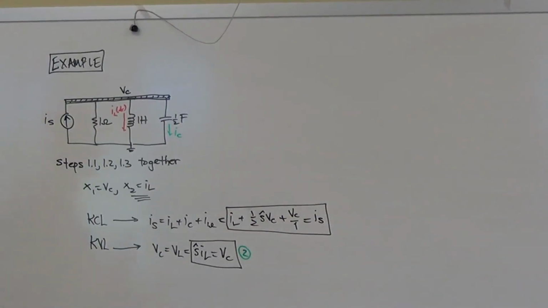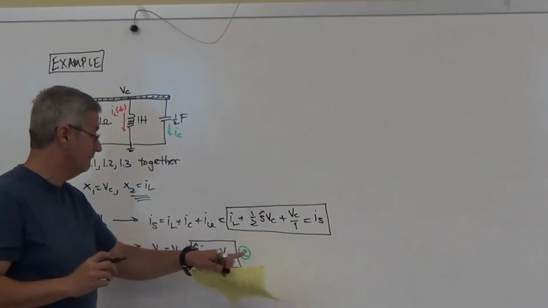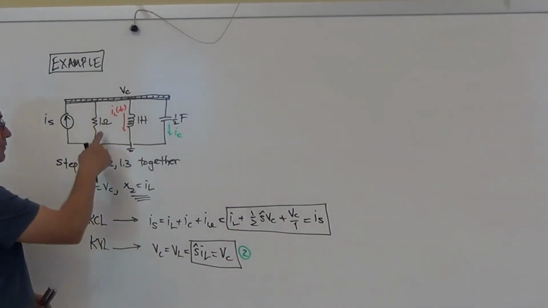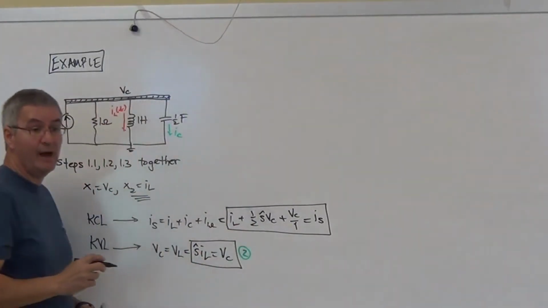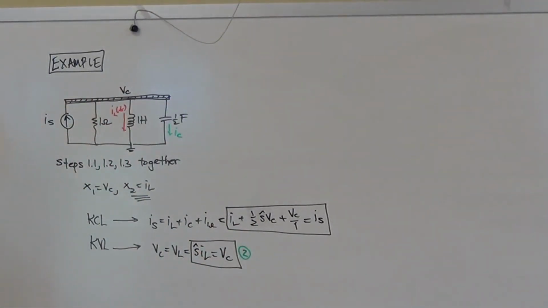Yes? For your KCL, the boxed equation you have, the V of C over something, what is that? 1 ohm? Oh, I'm sorry, your boxed equation? Oh, it's 1 ohm. Thank you. Appreciate it. I'm just doing that to remind you that there's a term.